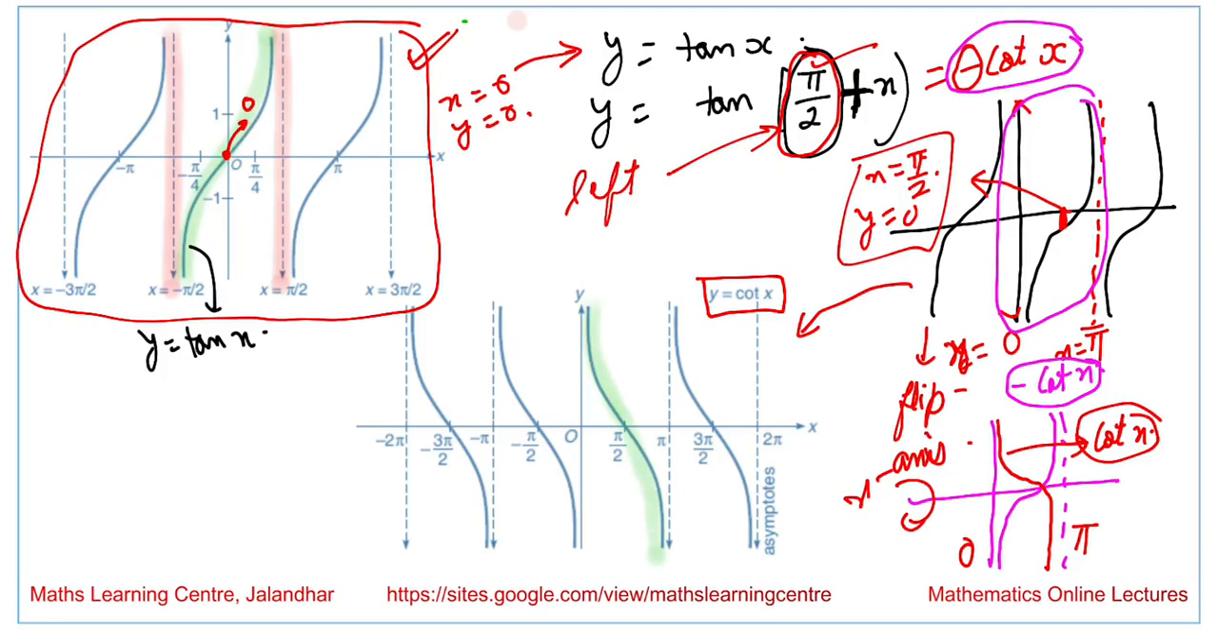This is the graph of cot x that we have, and it is clear from this graph that at the point 0, on this side the graph is approaching infinity and on this side it is approaching minus infinity. At the point pi, the graph is approaching minus infinity on this side and infinity on this side.